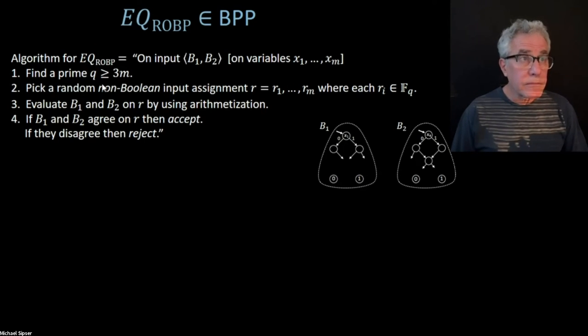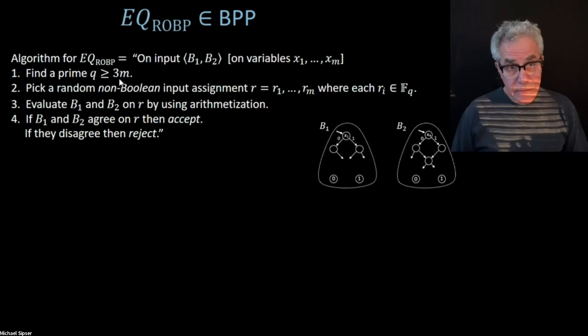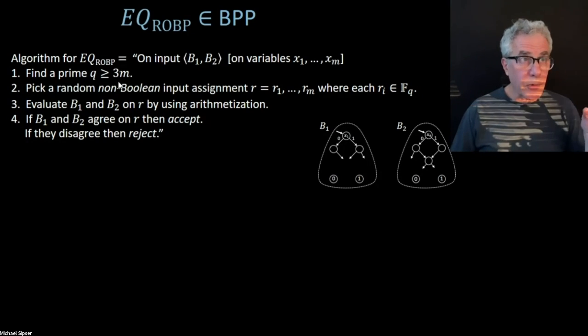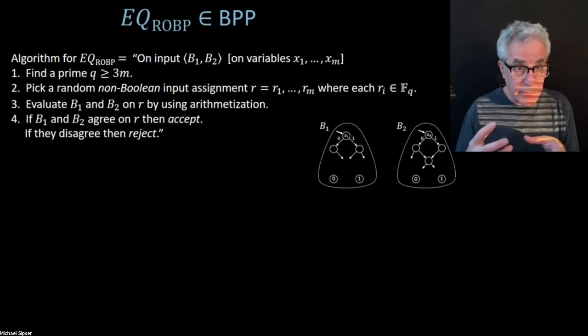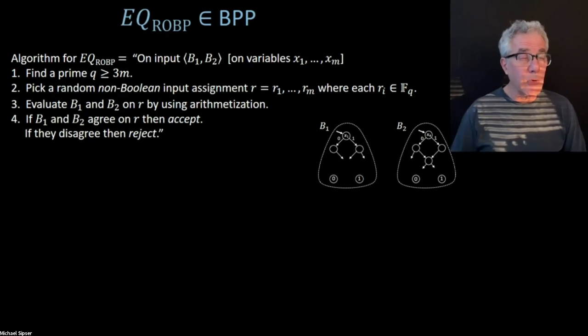So here's the algorithm. We are going to take our two branching programs. The variables are x1 to xm. First of all, we're going to find a prime which is at least 3 times m, the number of variables. m is not a very big number, it's just the number of variables, so finding a prime that's bigger than that is straightforward. We're not talking about huge primes here, we're talking very modest sized primes. So you can just try them. Even trial and error is going to be good enough. That's going to be the size of the field. It's going to be a field of size q.